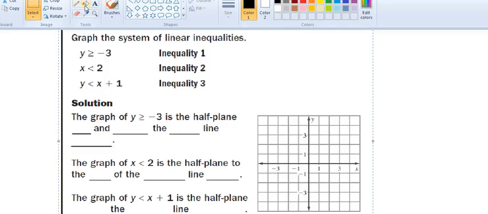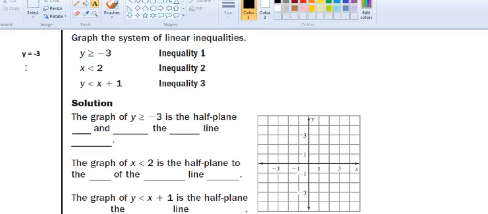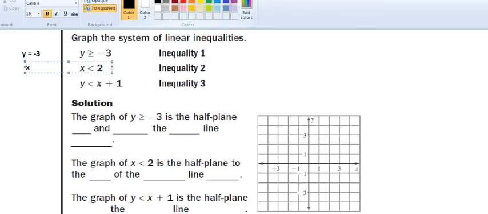So let's start off on the left side. Let's just type what we're going to be graphing. We're going to be graphing y equals -3. Here we're going to be graphing x equals 2. And right here we're going to be graphing y equals x plus 1. Okay, let's start with the first one.